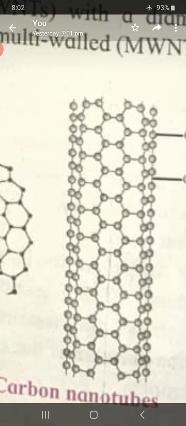Nanotubes can be single walled, that is SWNTs, with a diameter of less than 1 nanometer, or multi-walled, which is written in short as MWNTs.